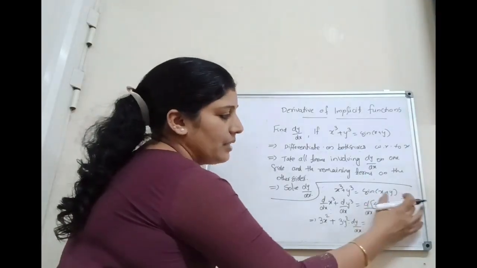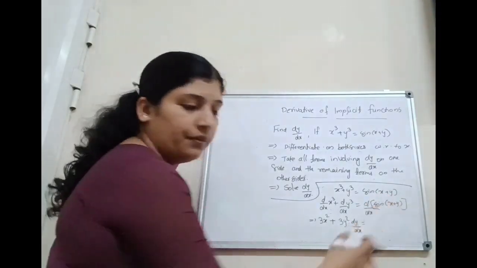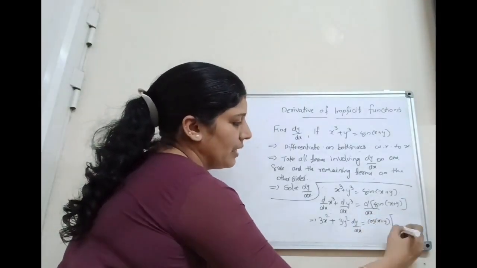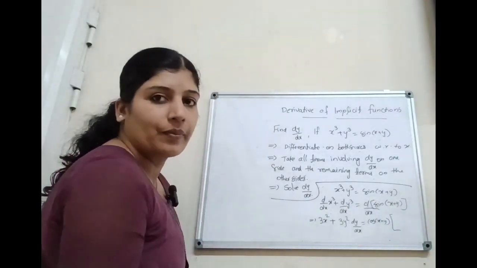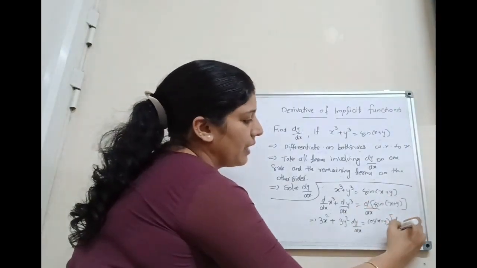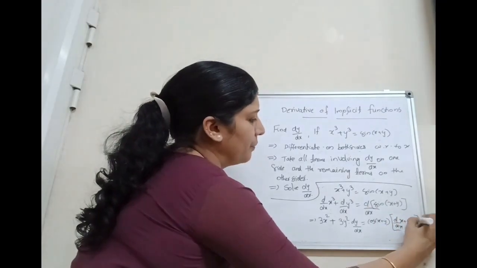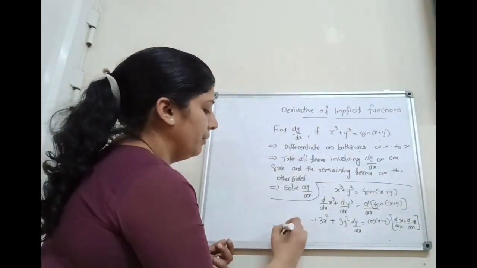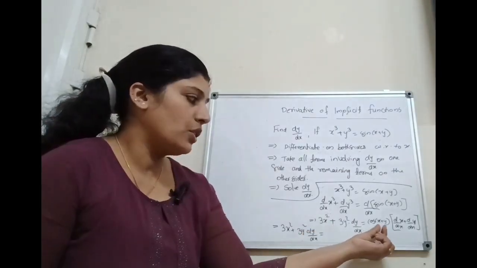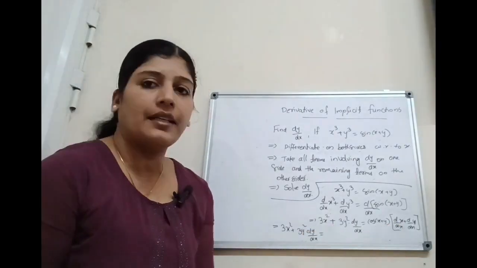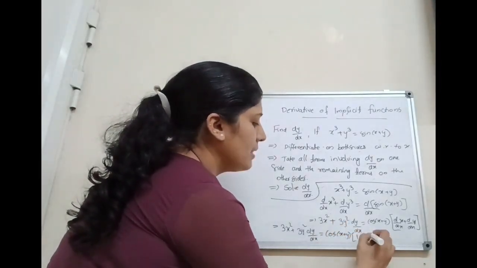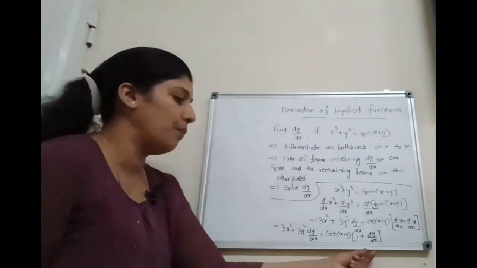First, we consider it is of the form composition of two functions, sine of something. Therefore d by dx of sine of x plus y means cos of x plus y. Next we consider d by dx of x plus y, that is derivative of first plus derivative of second, that is d by dx of x plus d by dx of y. So 3x square plus 3y square dy by dx equal to cos of x plus y into d by dx of x, that is 1, plus dy by dx. Cos of x plus y into 1 plus dy by dx, inside the bracket it is 1 plus dy by dx.